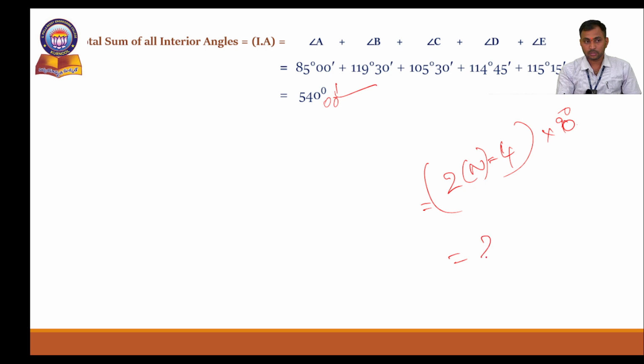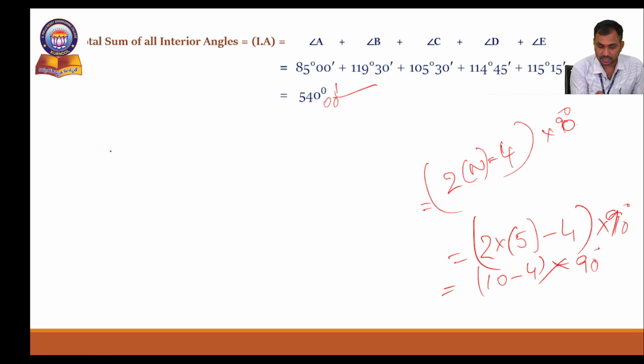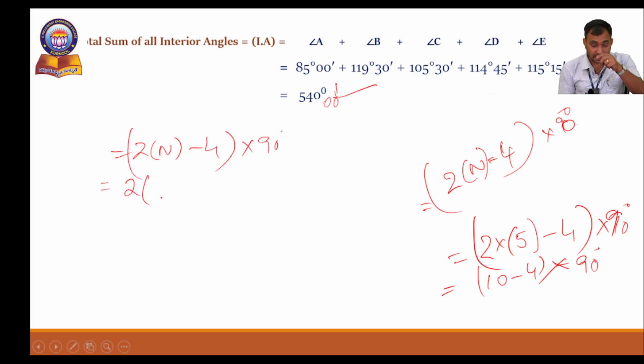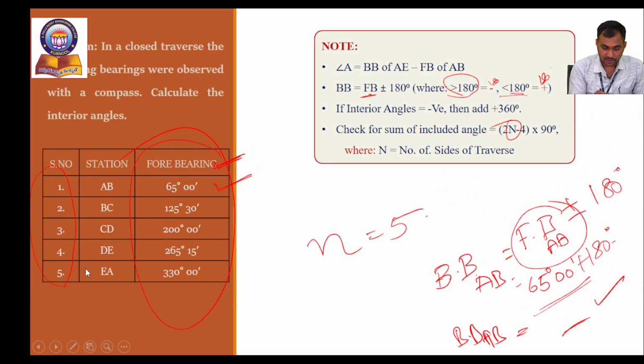So 2 into n, what is n here? Number of stations. How many are there? Now we write (2n minus 4) into 90 degrees. You people can check in the question: how many stations? 5 stations. AB, BC, CD, DE, EA. So 5 stations are there.